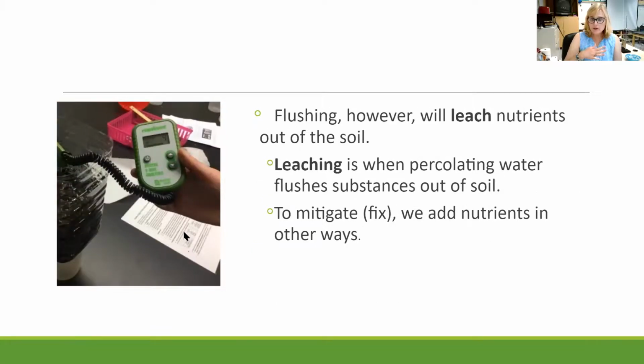So one of the problems, though, of flushing is that we're going to leach out nutrients. So as it's draining, that water as it's going through is going to pull those nutrients, NPK, nitrogen, phosphorus, potassium, out into that water. And so we need to get some of those nutrients back into our soil, and we're going to talk about how we're going to fix that. So the word mitigate is an academic vocabulary term that the AP test uses, and that means to fix the problem of whatever the problem is in APES or in some other class.